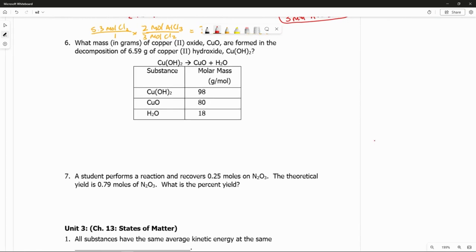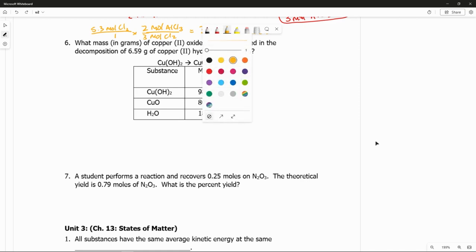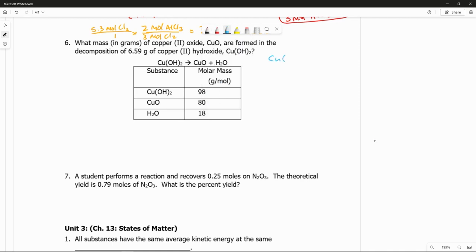Let's take a look at number 6. What mass in grams of copper 2 oxide, CuO, is formed in the decomposition of 6.59 grams of copper 2 hydroxide, Cu(OH)2? So this is quite simple. We just have to recognize what we're solving for and what we're given. So let's write this equation on the side. Cu(OH)2 is going to decompose into CuO and H2O.